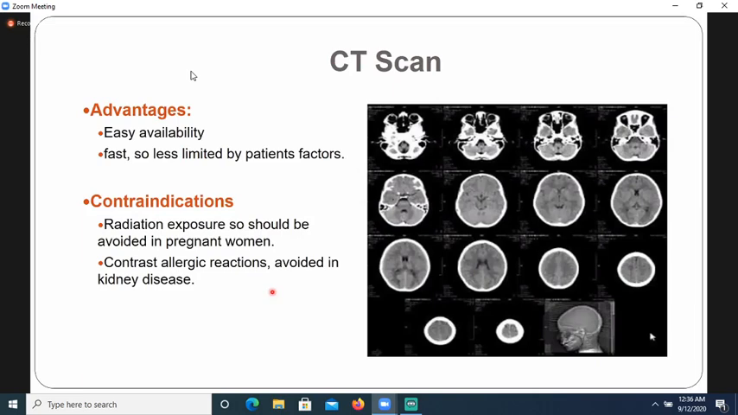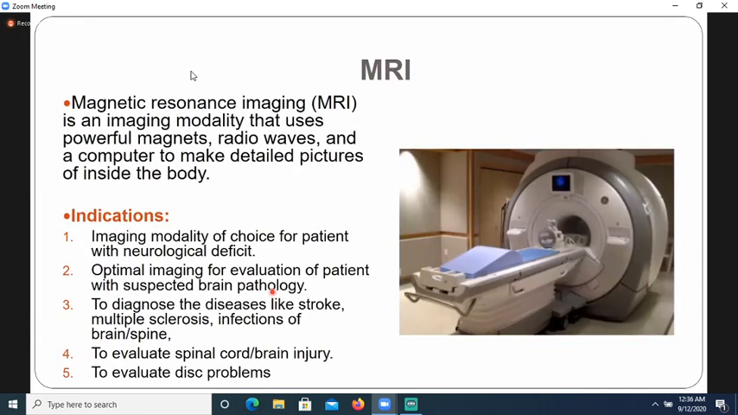Then the MRI. MRI is an imaging modality that uses powerful magnets, not radiation, radio waves, and a computer to make a detailed picture of the inside of the body. Indications: it is the imaging modality of choice for patients with neurological deficit like infarction, like transient ischemic attack. It is the optimal imaging for evaluation of patients with suspected brain pathology, any congenital anomaly, any brain tumor, whatever the pathology.